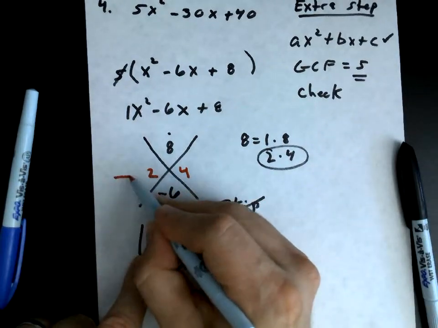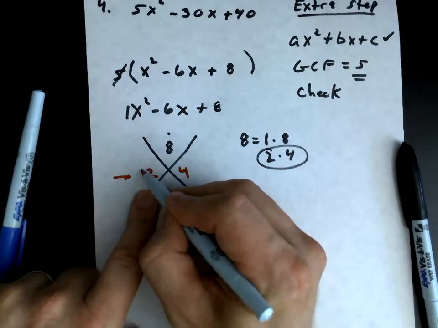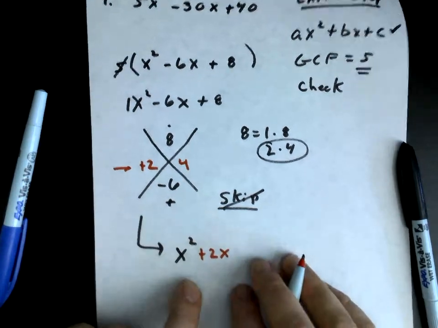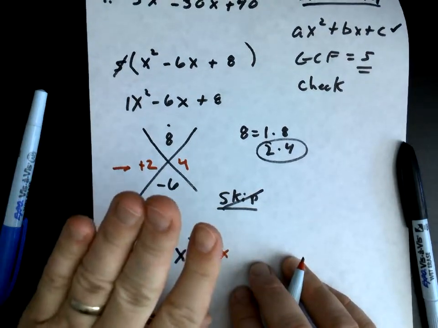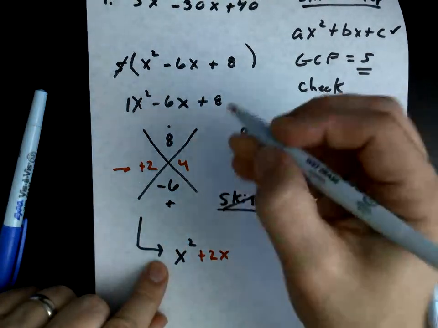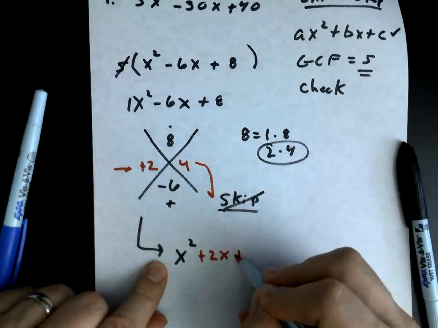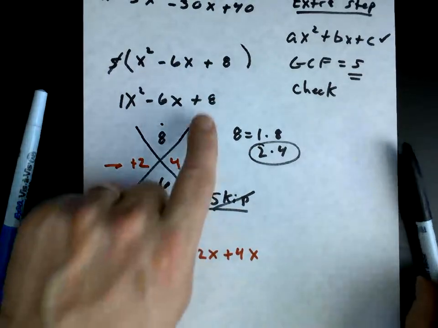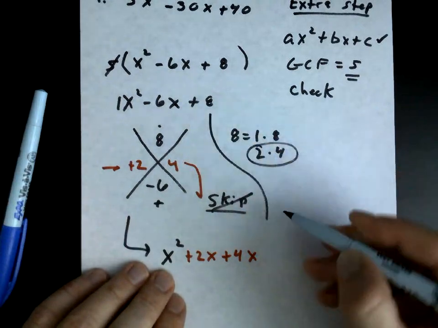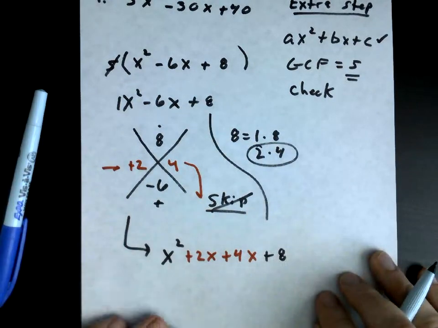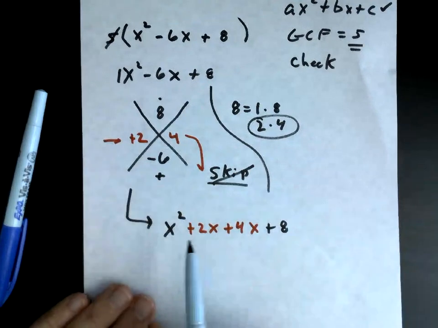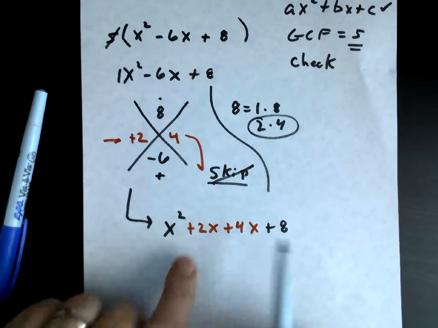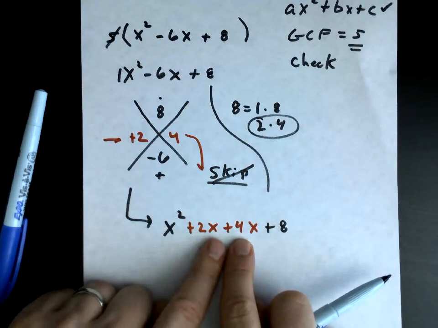I'm going to go to here and say, okay, this is positive 2. So I'm going to go positive 2x. Now you're probably thinking, why did I add an x? Just go with it. Then I'm going to take this 4 and put that 4x right there. Just go with it. Then I'm going to take this 8 and add it right there. Now, do you see what I did? What is 2x plus 4x?